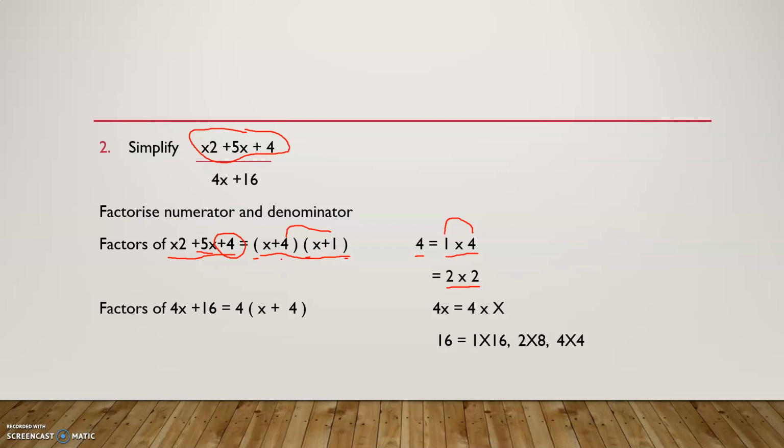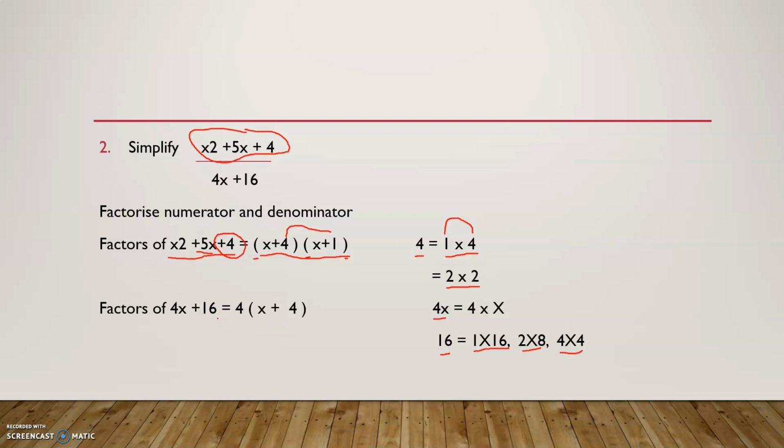The easiest way to check whether it's correct is to expand these two brackets, and then we should get this quadratic. Similarly, the factors of 4x + 16 would be 4 times (x + 4). Here is the working out: we can write 4 times x, and factors of 16 would be 1 times 16, 2 times 8, or 4 times 4.